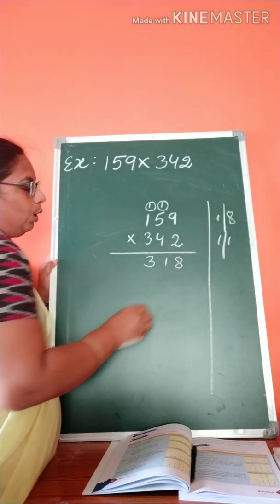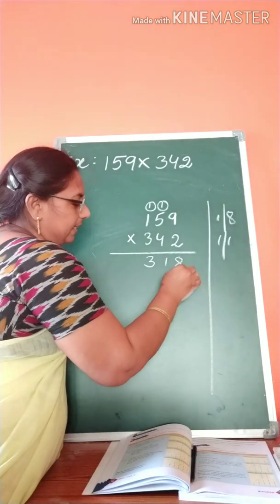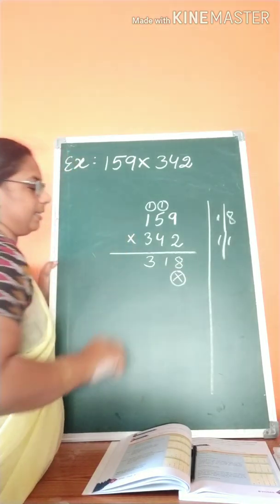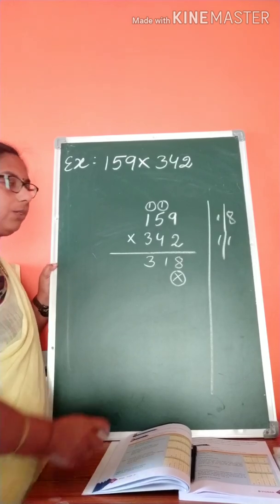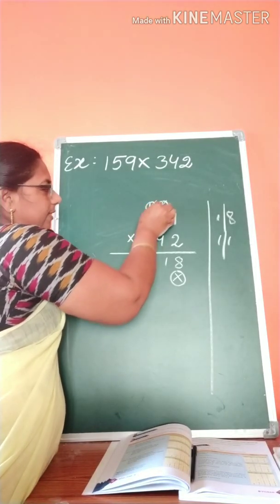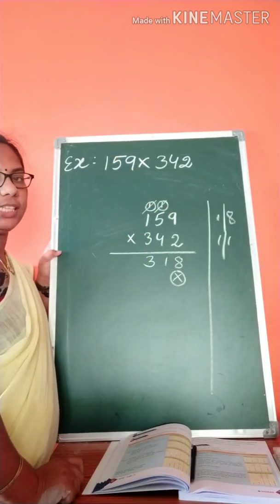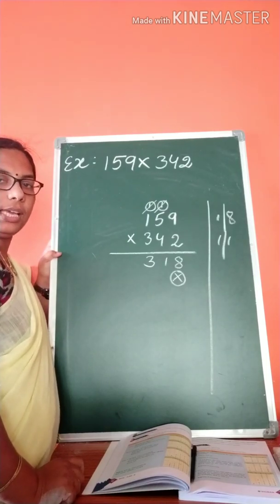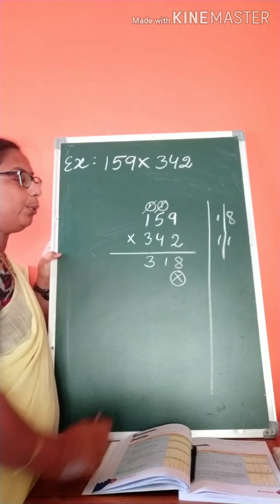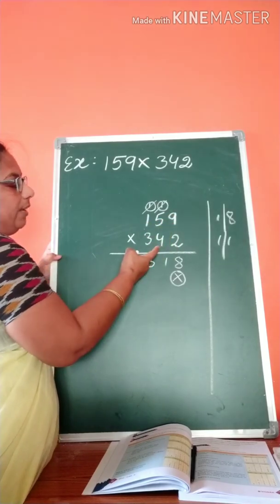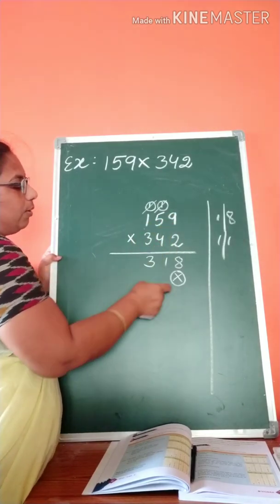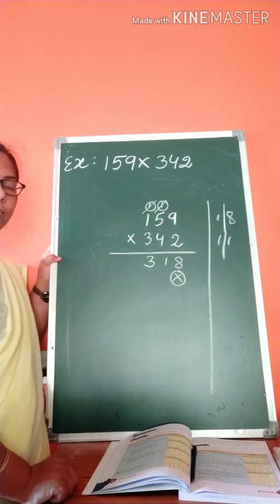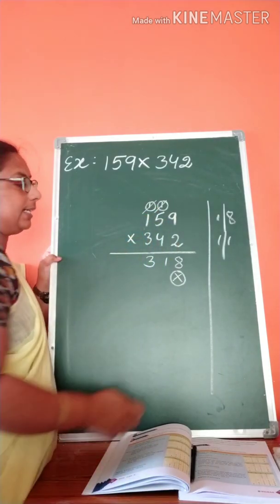So what we have to do? We have to cancel the digit, first digit. First place we have to cancel. Okay, after that what we have to do? We have to cancel the carries so that we will not get confused in the next step. Okay, now what we have to do? We have to do multiplication of 159 with the digit in the tens place, that is 4. Okay, so now do. 4 nines are 36.